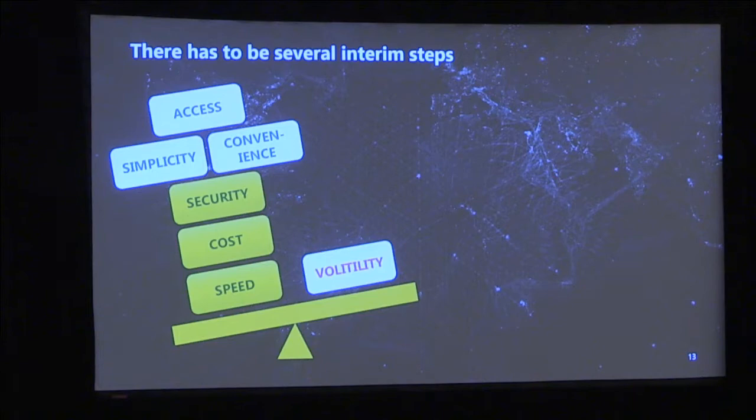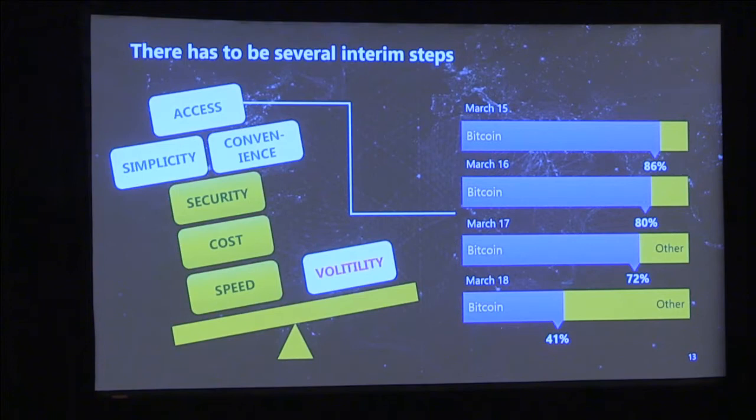Well, what is important to me is the number and the volume of digital currencies that people are actually going to get access to. Now, this chart just shows Bitcoin as a percentage of the total crypto market. Of course, in 2015, it was the only real cryptocurrency out there. Now it's about 40% of the market.